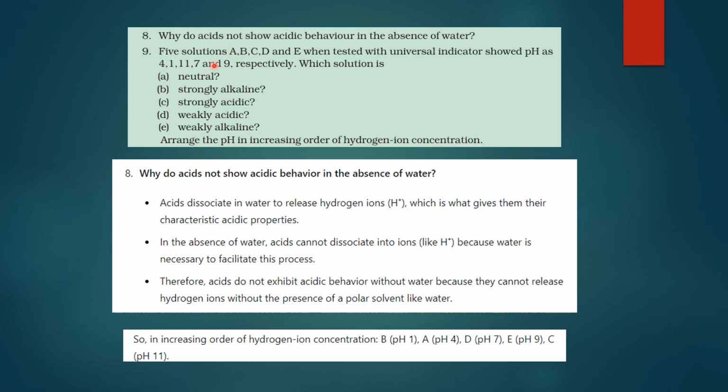Okay. So all these are identified and then we have to arrange the pH in increasing order of hydrogen ion concentration. So if the pH is low, hydrogen ion concentration is high. So if we arrange in increasing order of pH, this is the sequence. But increasing order of hydrogen ion concentration would be reverse. So here is an error. This is basically decreasing order of hydrogen ion concentration. Clear?